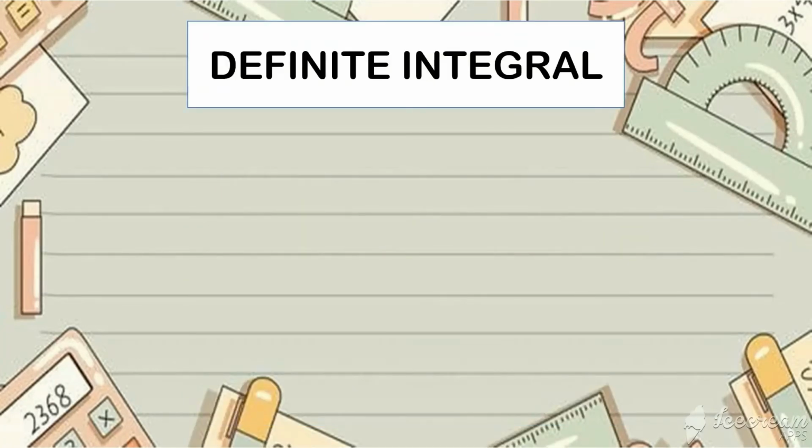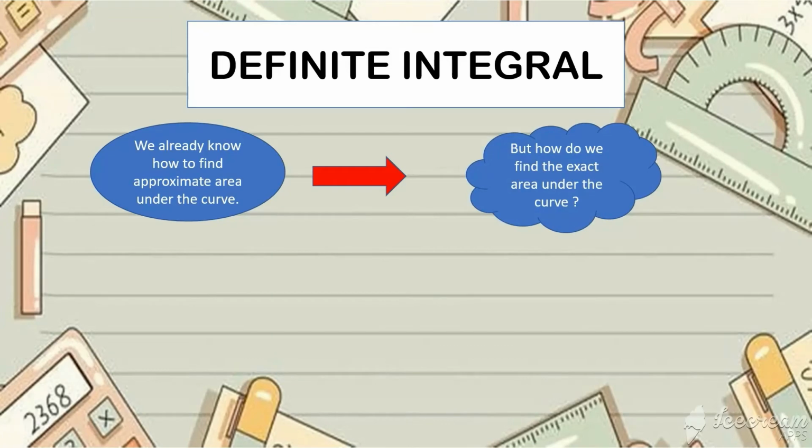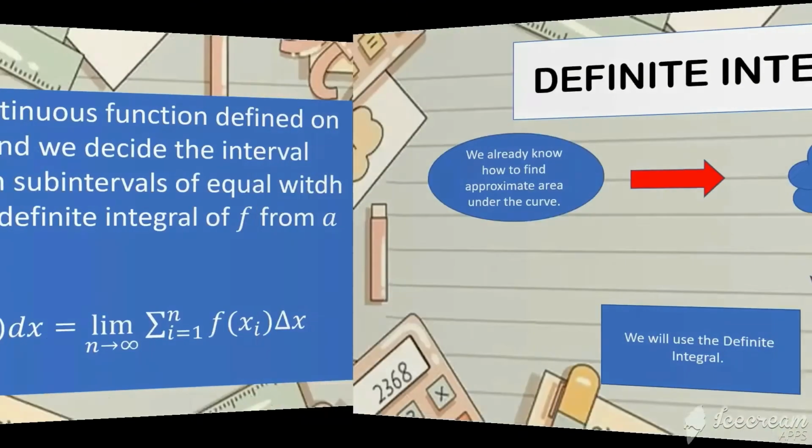Now, let's go to the definite integral. We already know how to find the approximate area under the curve. But how do we find the exact area under the curve? We will use the definite integral.